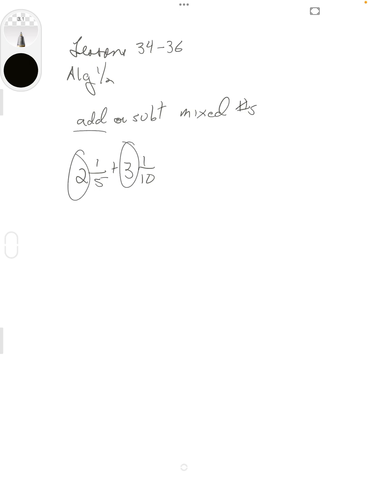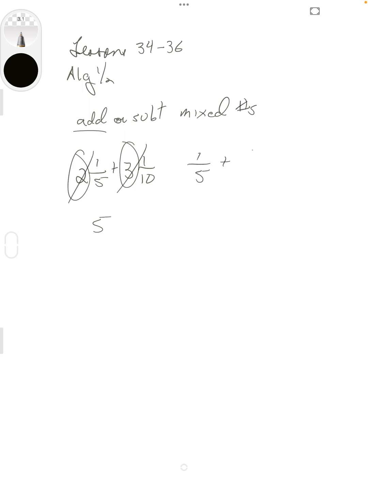Basically, how to add or subtract mixed numbers, or mixed fractions. Okay, here's an example. Let's say you have 2 1/5 and you're adding 3 1/10. What do you do? The simplest thing is starting with adding. You just add the big numbers. 2 plus 3 is 5. Then we add the fractions.